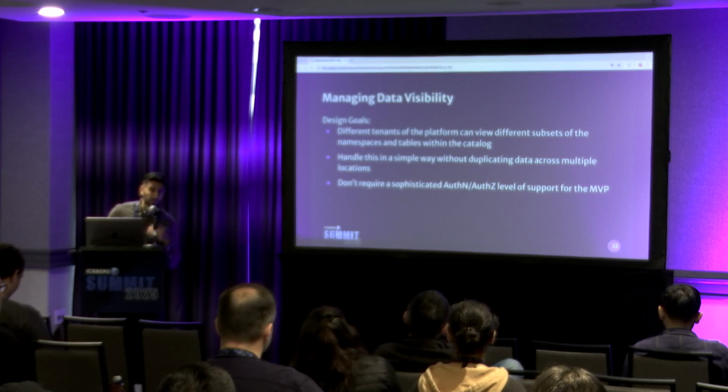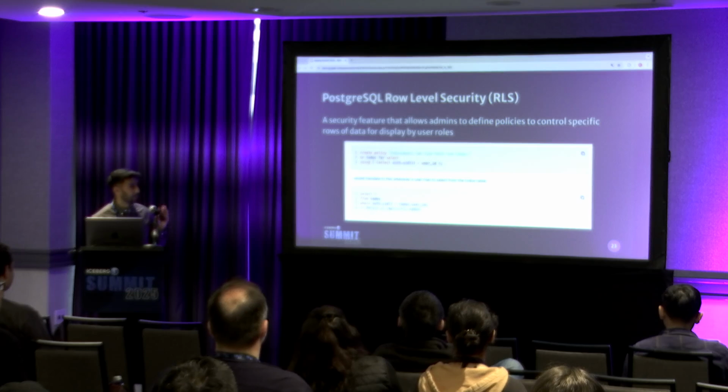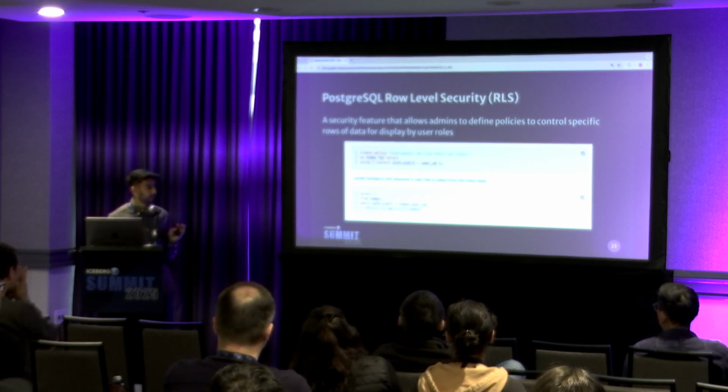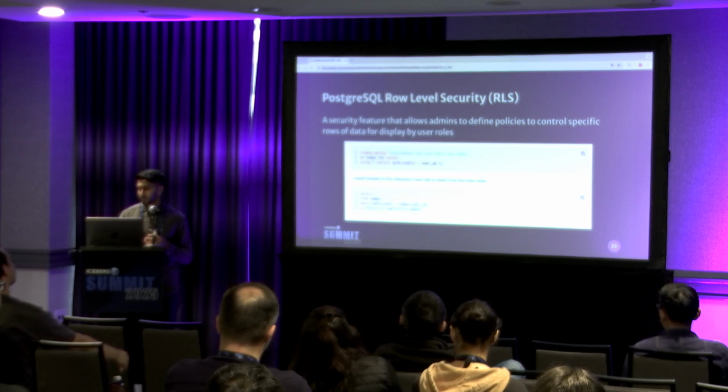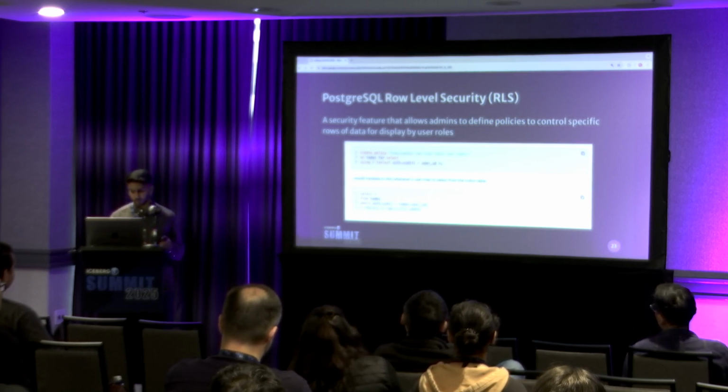And if you remember, one of the implementations of our REST catalog used a Postgres database as the backend. So we leaned into a Postgres native feature called row-level security. If you're not familiar, row-level security is essentially a security feature that allows admins to define policies that control which specific rows of data can be accessed by user roles.